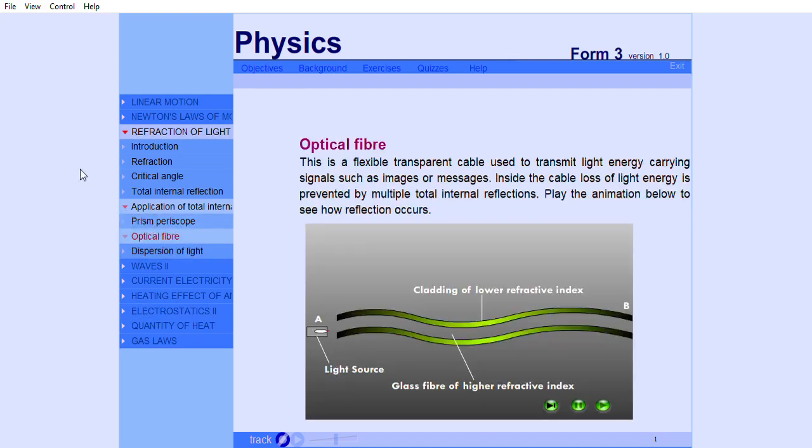Optical fiber. This is a flexible, transparent cable used to transmit light energy carrying signals such as images or messages. Inside the cable, loss of light energy is prevented by multiple total internal reflections. Play the animation below to see how reflection occurs. Note that other than communication systems, optical fibers are also used in medicine to view internal organs of the body.